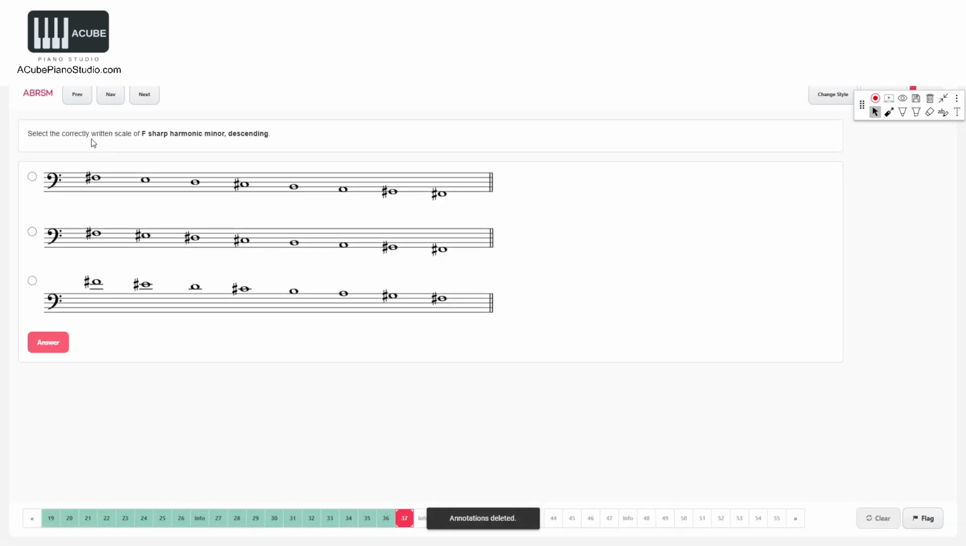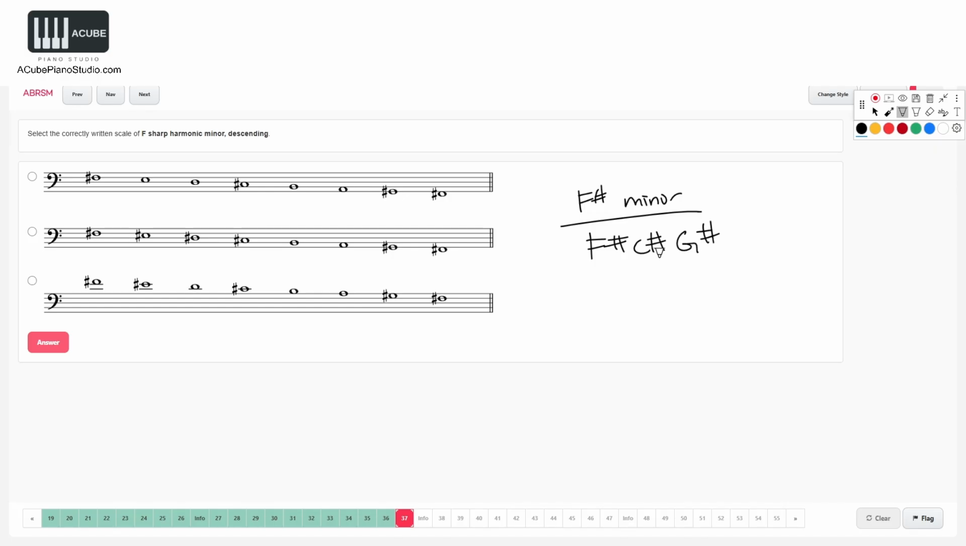Okay, next, select the correctly written scale of F sharp harmonic minor descending. So let's first start off by writing the key signature of F sharp minor. So F sharp minor has F sharp, C sharp, and G sharp in the key signature. Next, the 7th note is E. Because there's no E sharp here, when we sharpen the 7th note, it becomes E sharp. Okay, so let's start off by checking whether it starts and ends with F sharp. So this is F sharp, F sharp, F sharp, F sharp, F sharp, and F sharp. So yes, they all start with F sharp, so there's nothing I can eliminate for now.